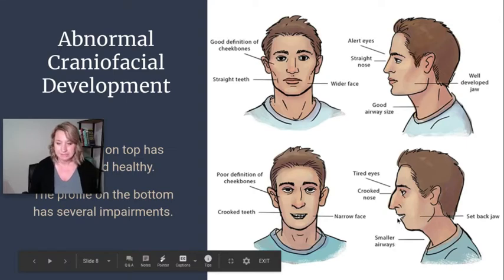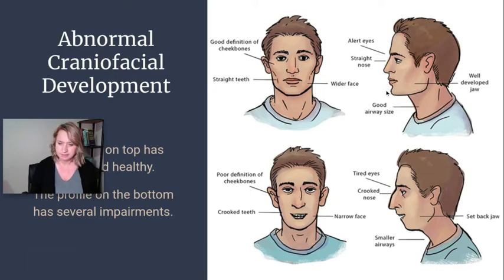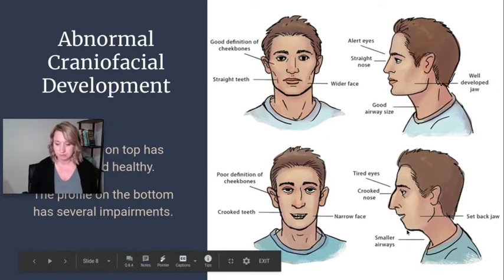So when I say a receded jawline, in the upper profile, you can see the nose, lips, and the chin are all in a pretty straight line. When you look at the lower profile, there is no straight line between the nose and the chin, right? It is substantially receded here.